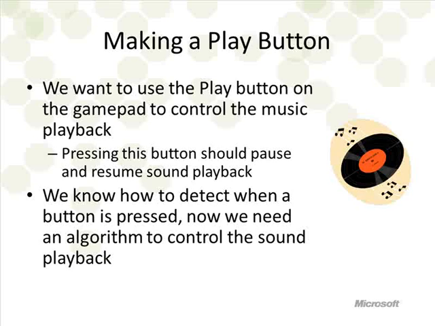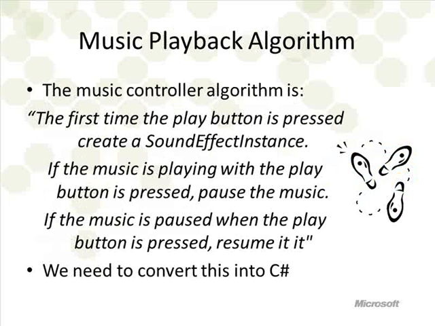And this will all be controlled by the play button. The very first time I press the play button, I won't have a sound effect instance to control, so I'll have to make one. The second time I press it, okay, I can play the one that's already there. And so this means that my little algorithm, my little invention, my little behavior will look a little bit like this. The first time I press play, create a sound effect instance. If the music's playing when the play button is pressed, pause the music. If the music's paused when the play button is pressed, resume it.